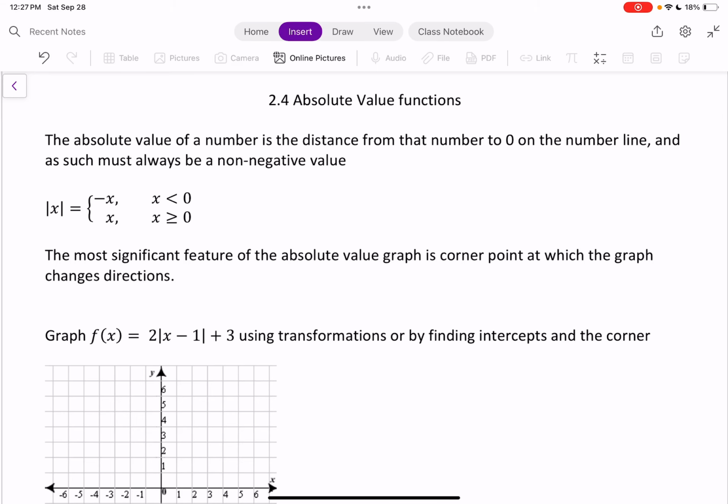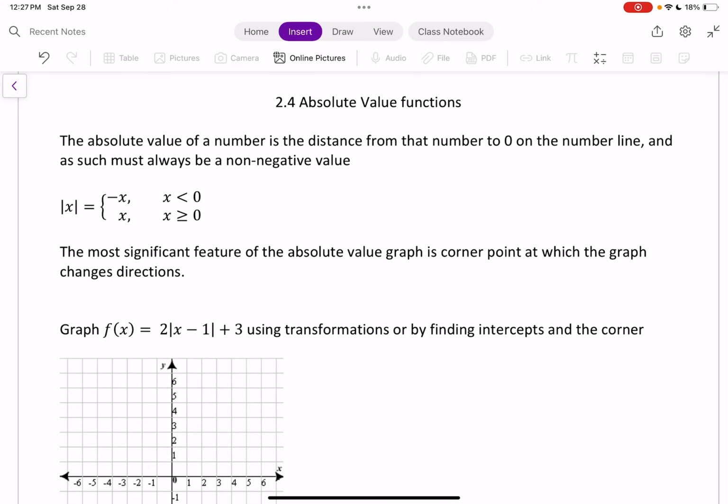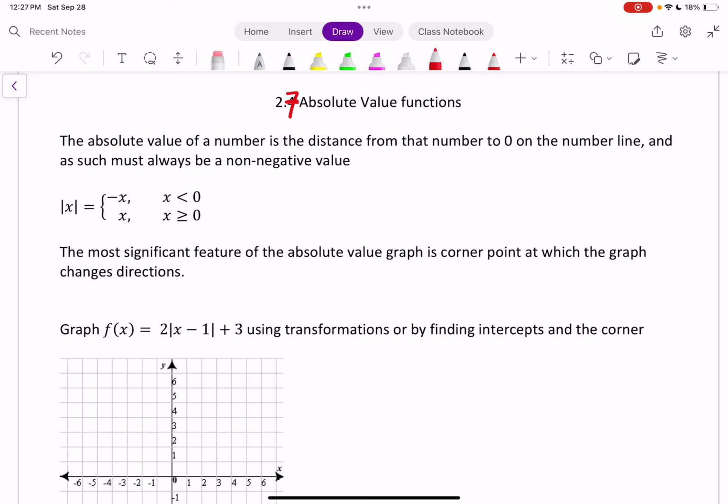All right, class, welcome to section 2.7. That's a mistake right there. Absolute value functions. All right.